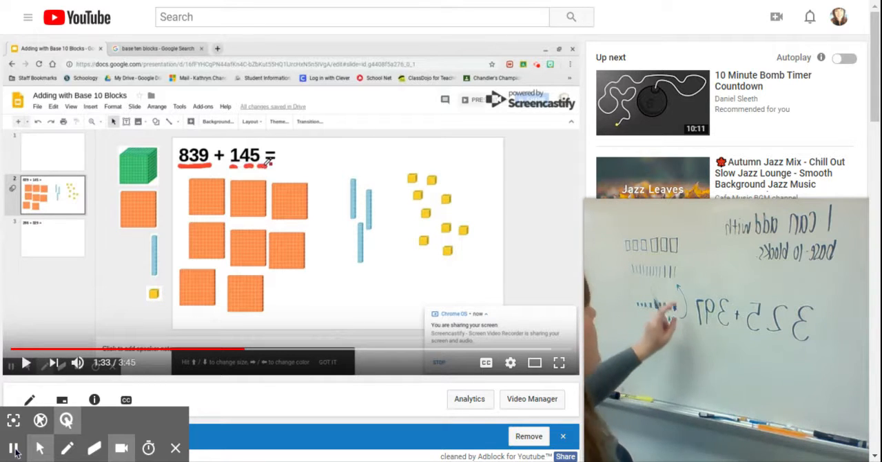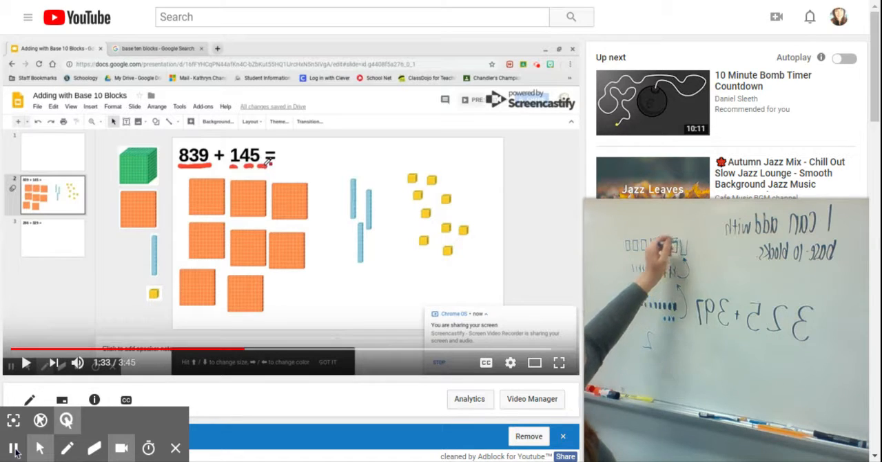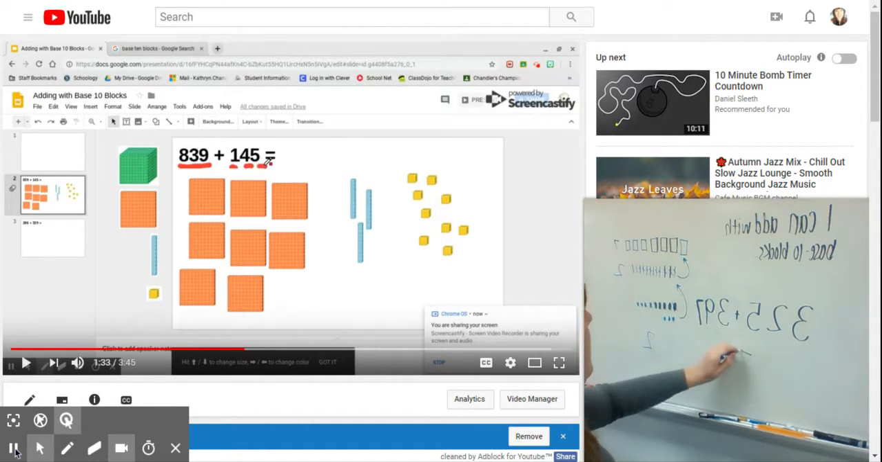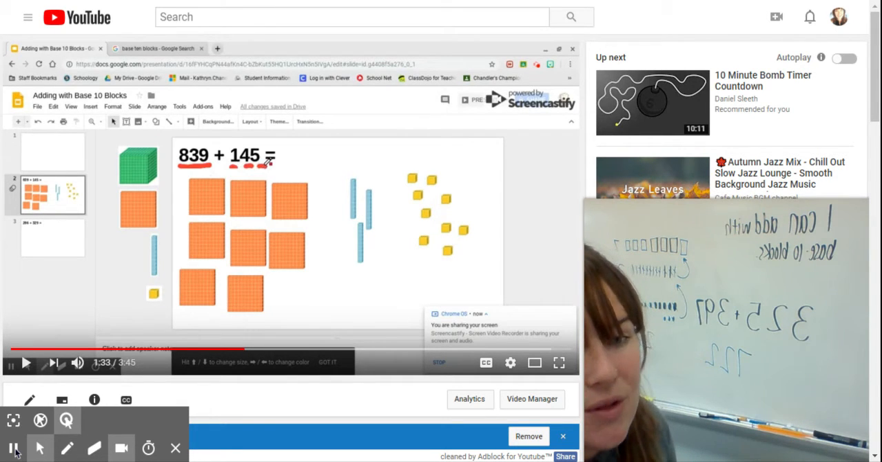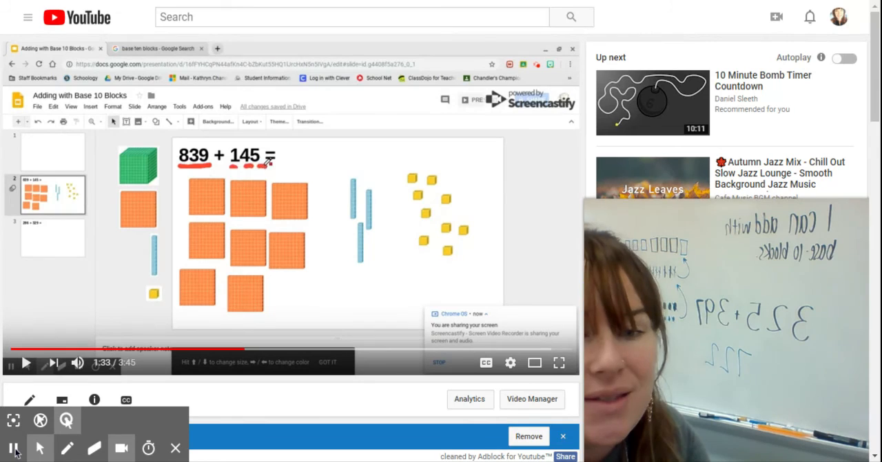Let's look at our tens. 1, 2, 3, 4, 5, 6, 7, 8, 9, 10, 11, 12 tens. That's a lot. So I'm going to take 10 of them and move them to 100. 1, 2, 3, 4, 5, 6, 7, 8, 9, 10. 10 tens are the same thing as 100. Now I'm left with 2 tens left over and 1, 2, 3, 4, 5, 6, 7 hundreds. So my answer is 722. Your I can statement for this lesson was I can add with base 10 blocks.